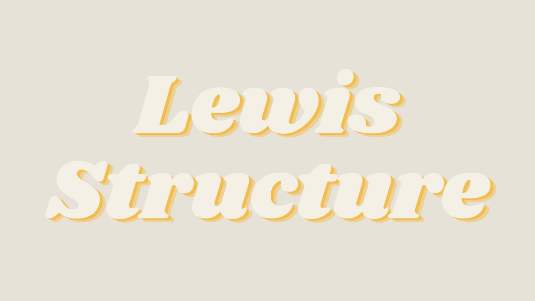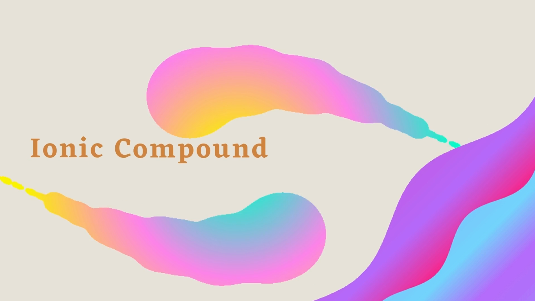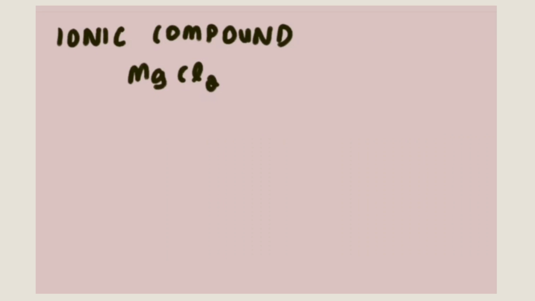In this video, I'm going to teach you how to draw Lewis structures for ionic compounds and covalent compounds. First, let's draw the Lewis structure of an ionic compound, magnesium chloride. To start off, draw the Lewis structure for the metal and non-metal atoms. Magnesium is a metal atom, meanwhile chlorine is a non-metal atom.